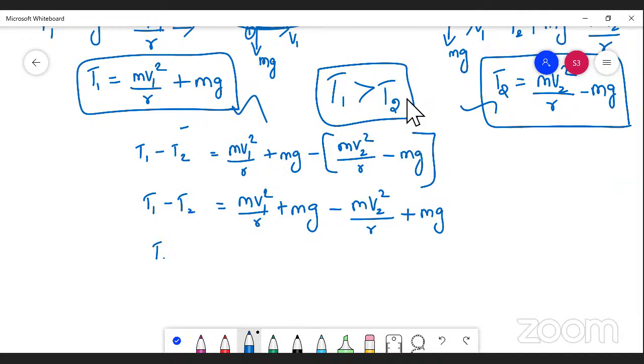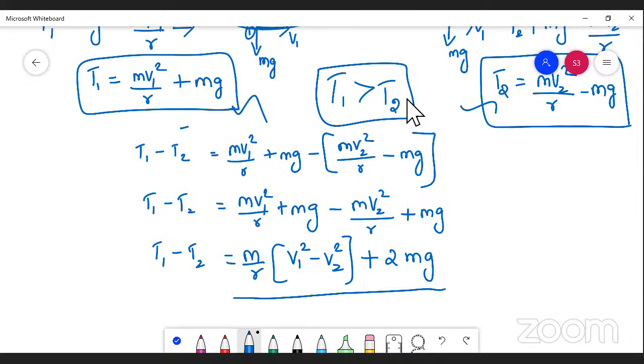So m by r is a common factor: v1 square minus v2 square, plus mg plus mg, which is plus 2mg. This is another very important equation, the difference between the two tensions. So which point has the maximum tension? Point 1.